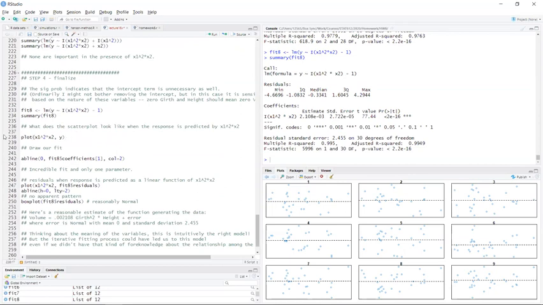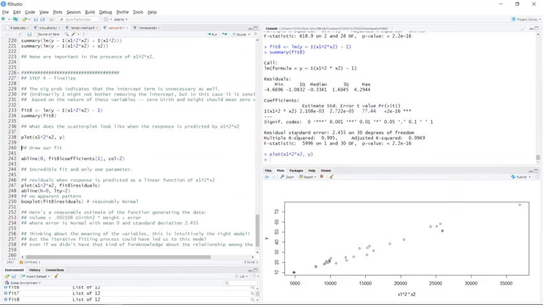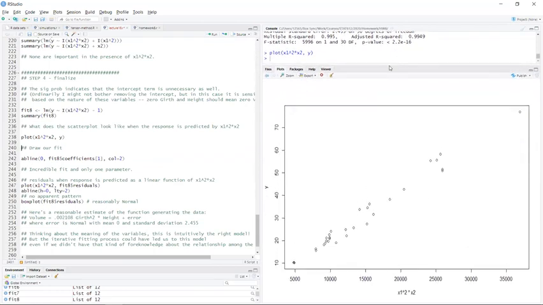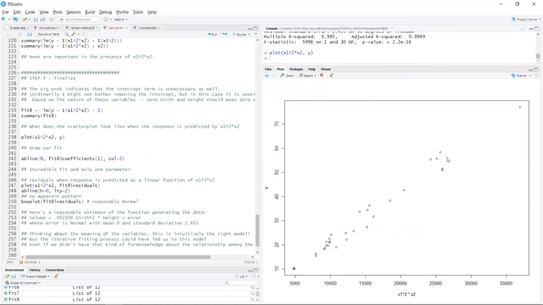But okay, let's see how well this does. Look at the r squared, 0.995, just using this one term, x1 squared x2. So I'm going to plot the x1 squared x2 values versus y and see if maybe there's some other function of that that would do even better. Maybe I could curve x1 squared x2 and do even better. Well, I don't think so.